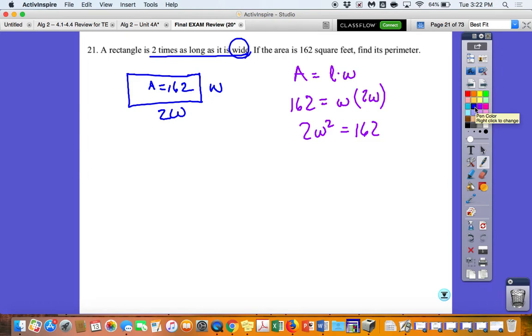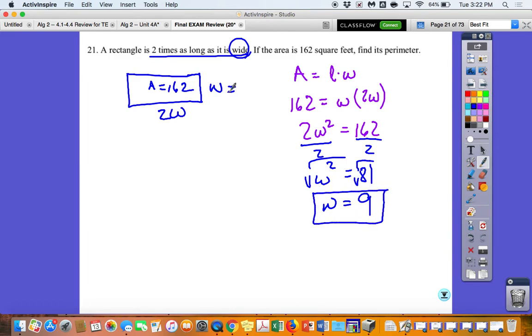This is going to allow me to find what the width is. Remember, you got to divide first. So 162 divided by 2, that would be 81. Do the square root of both sides. Look, if you put plus or minus, it's not going to hurt anything, but we're talking about measurements here. So you're really wanting the primary root. You're just wanting the 9, because we don't go around saying, hey, the width is negative 9. That's just weird. So if the width is 9, then that means your length is 18.